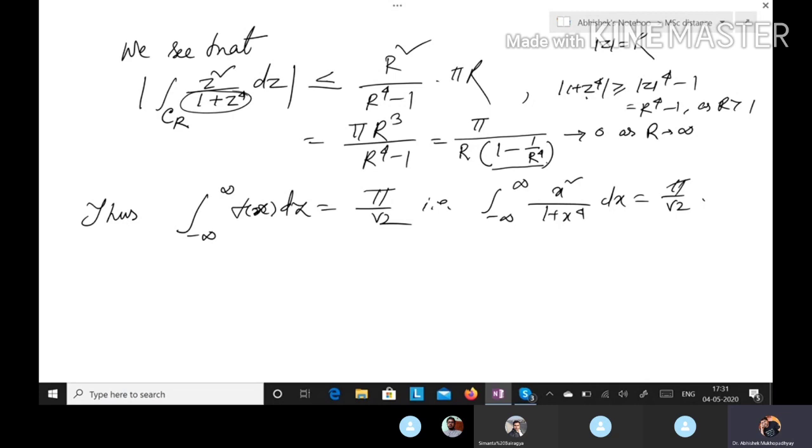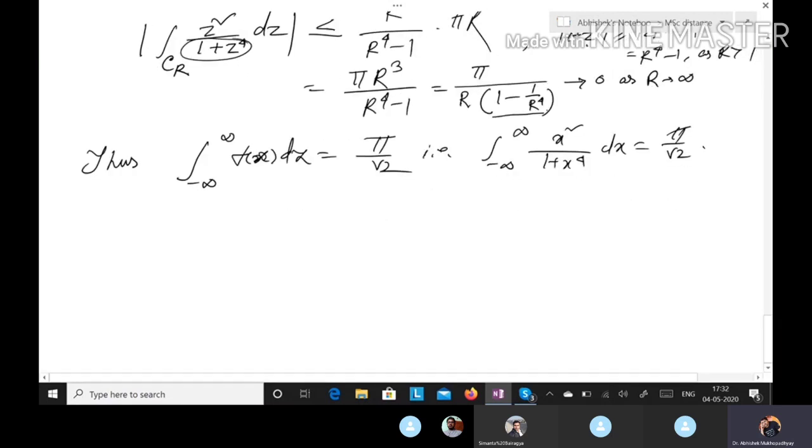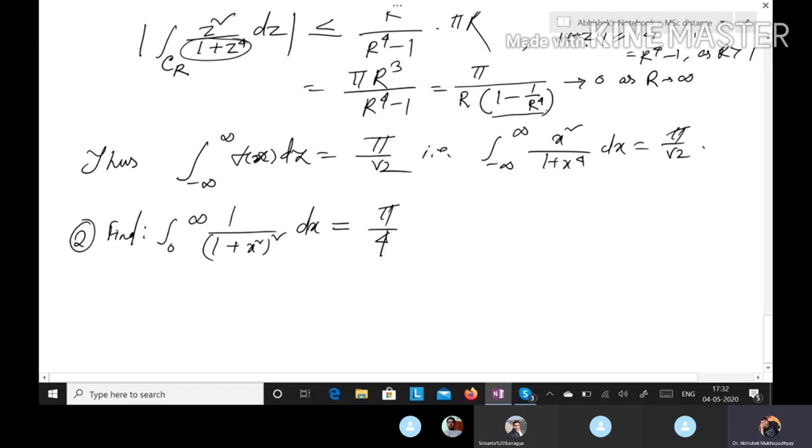Now let us do another problem. Another example of improper integral, number 2, which is: find integration 0 to infinity 1 by 1 plus x square dx. So prove that this is pi by 4.